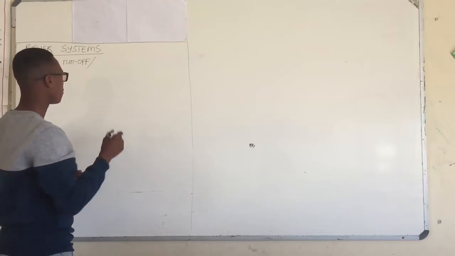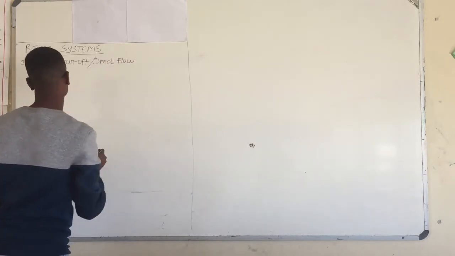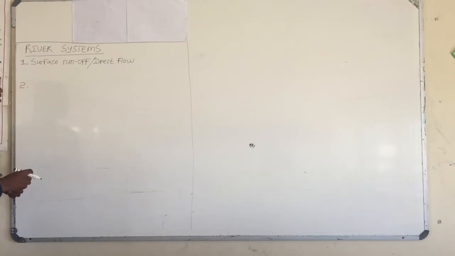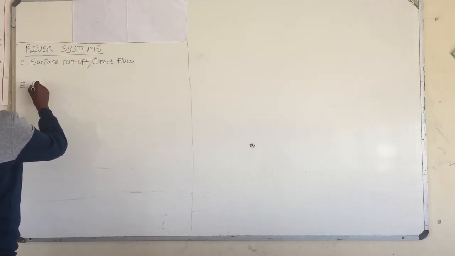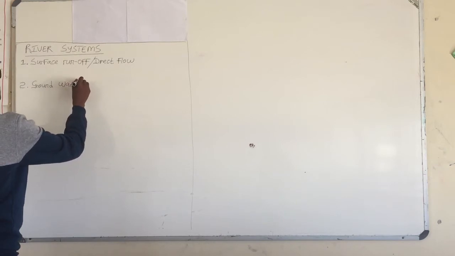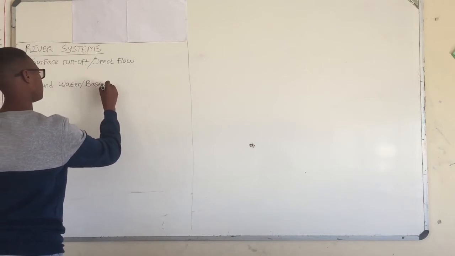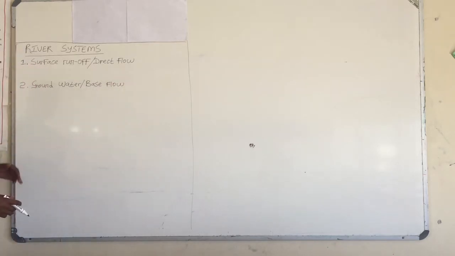Sometimes they call it direct flow. And then secondly, as I've just said, another water comes from groundwater. Sometimes they call it base flow. Surface runoff is the water that comes from precipitation, and after it reaches the surface of the earth, it starts to flow on the surface. Precipitation can be in the form of rain, snow, or hail.